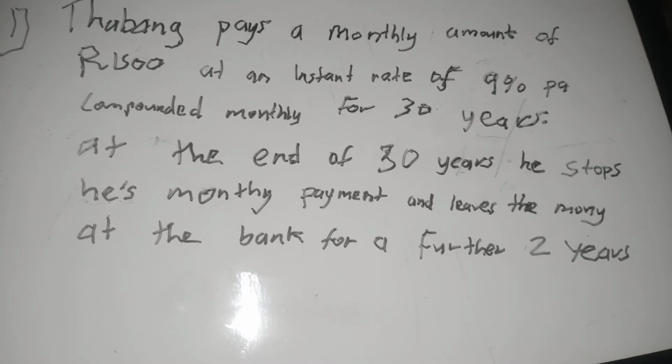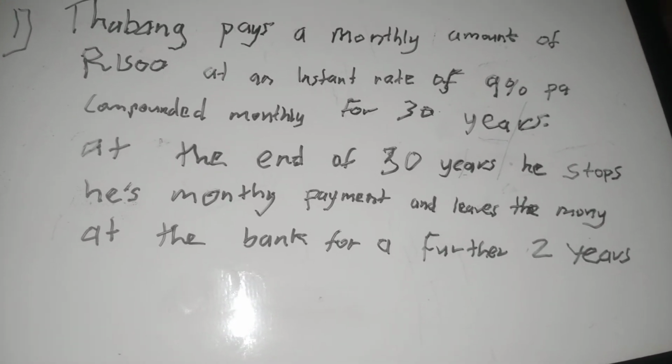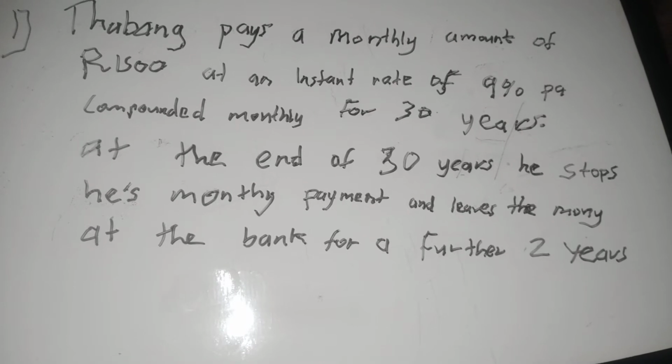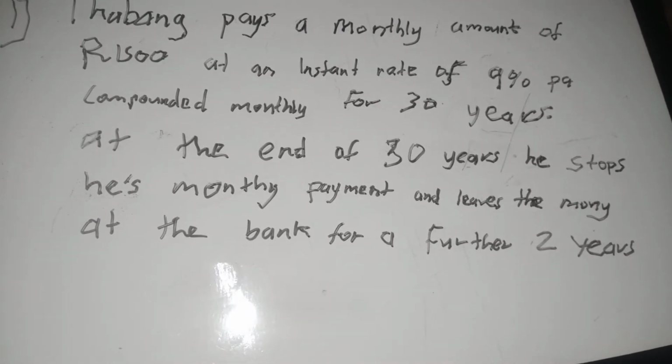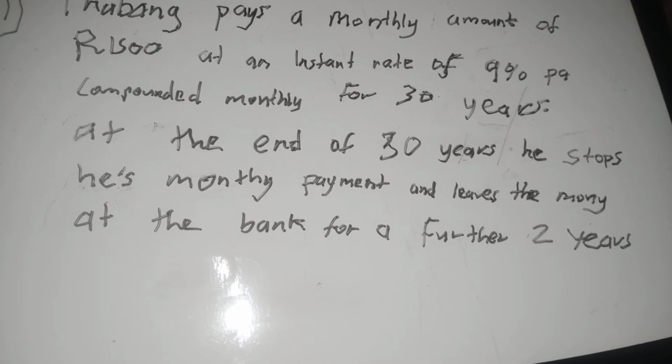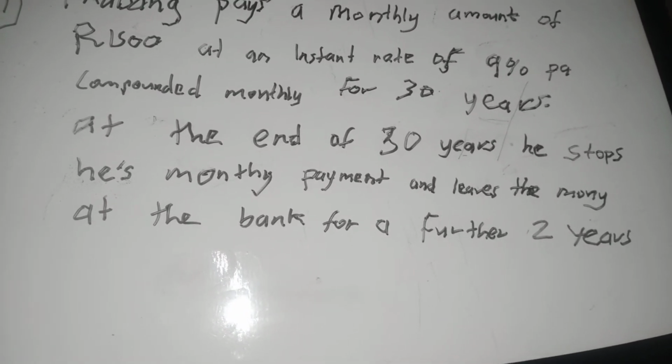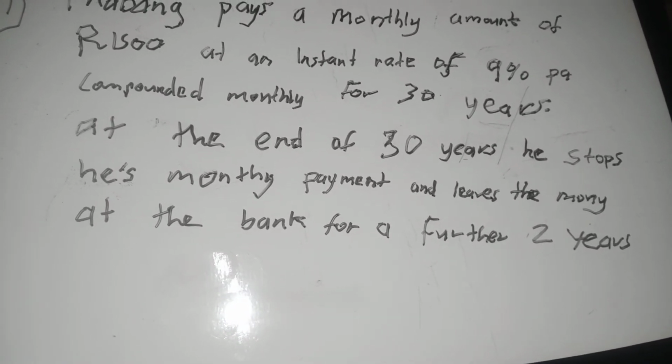Good day. So today I'm going to show you how to deal with calculations when payments end early, right? Maybe the person is supposed to be paying for 5 years and decides to stop somewhere before the 5 years is completed. So what do we do in this situation?